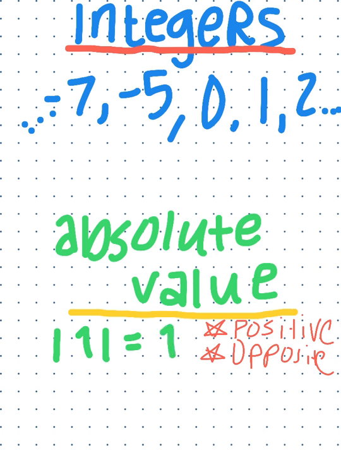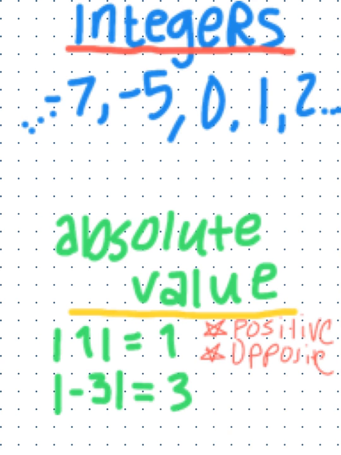All right, let's try another number. So what about the absolute value of negative 3? All right, let's look at our list. So it has to be the opposite. So I know the opposite of negative 3 is 3, and it has to be positive. So it has to be positive 3. The absolute value of negative 3 is positive 3.